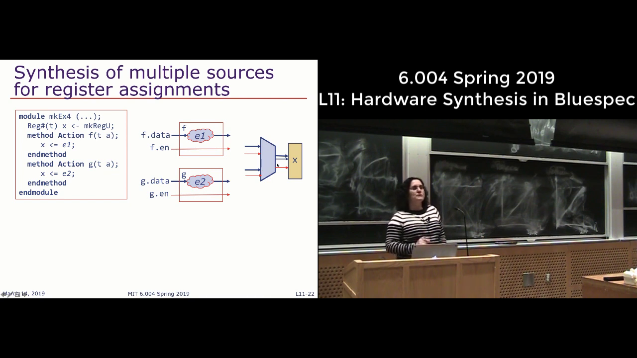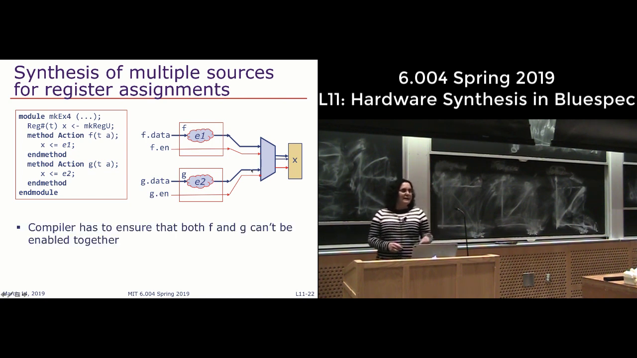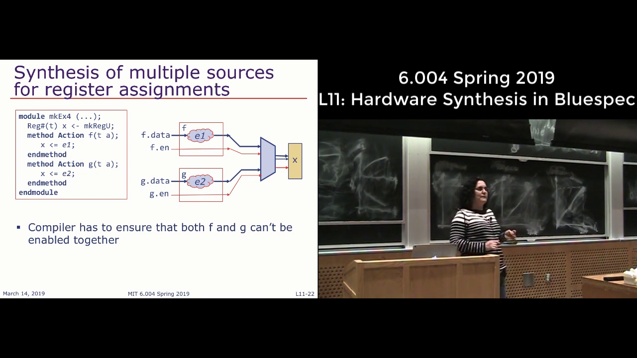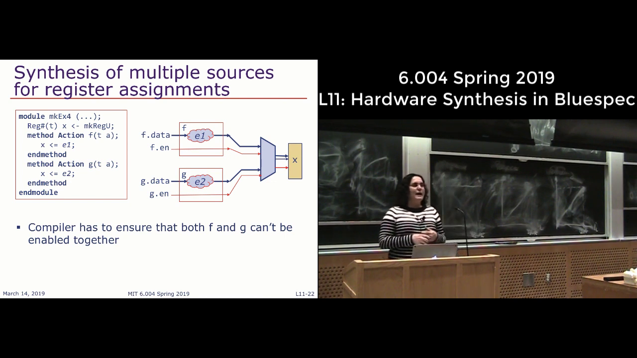And this is where our special multiplexer comes in, where we have two things that could potentially be updating X. And so we have the enable for F controlling whether we pass the F signal, and the enable for G controlling whether we pass the G signal. And it's the compiler's job to make sure that at no point in time are both F enable and G enable set to true at the same time. Okay? So the Bluespec compiler is going to do this for you. It's going to make sure that if you have such conflicts, it's not going to allow them to be scheduled at the same time.